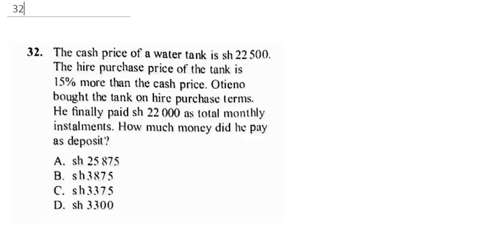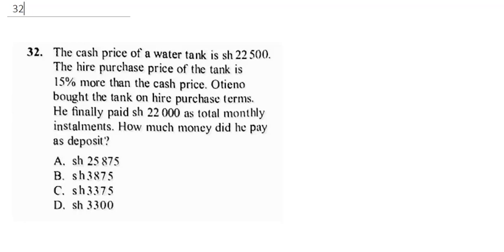So the next question says, the cash price of a water tank is 22,500 shillings. The hire purchase price of the tank is 15% more than the cash price. Otieno bought the tank on hire purchase terms. He finally paid 22,000 shillings as total monthly installments. How much did he pay as deposit?